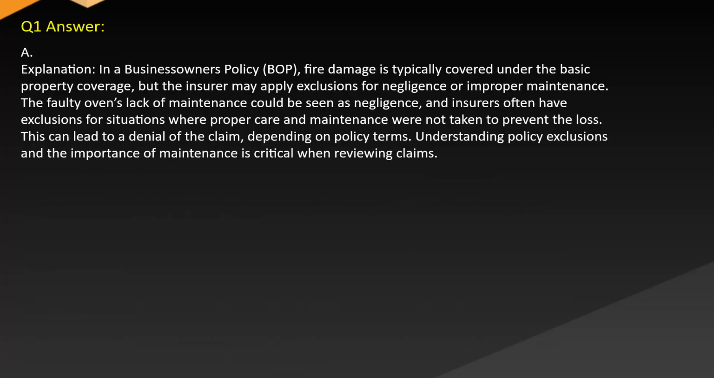And so, an explanation. In a business owner's policy (BOP), fire damage is typically covered under the basic property coverage, but the insurer may apply exclusions for negligence or improper maintenance. The faulty oven's lack of maintenance could be seen as negligence, and insurers often have exclusions for situations where proper care and maintenance were not taken to prevent the loss. This can lead to a denial of the claim, depending on policy terms. Understanding policy exclusions and the importance of maintenance is critical when reviewing claims.